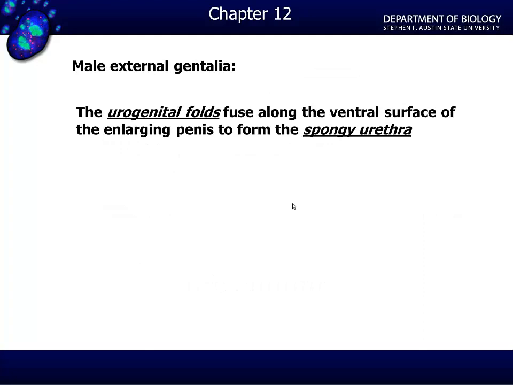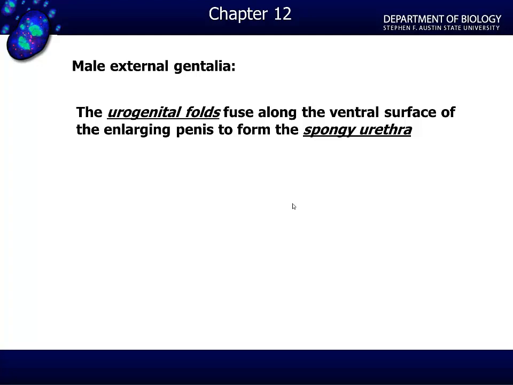Now, male external genitalia, we'll cover as we get to the remainder. We'll cover this in just a bit. But for male external genitalia, as we start to develop this, we're going to have those urogenital folds, those that are most medial. These are going to fuse along the ventral surface, and the phallic portion is going to become the glans penis. But here we are going to fuse these urogenital folds, and they are going to enlarge, forming the penis. And within this, we're going to form the spongy urethra.